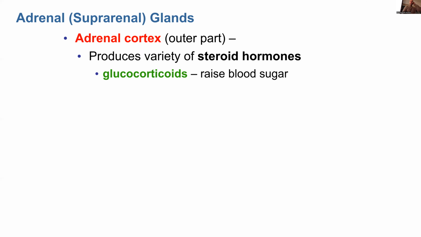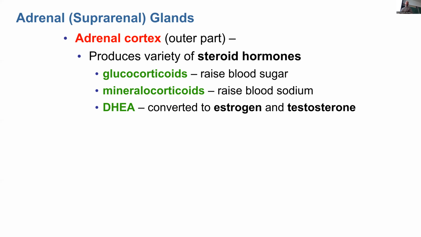And I want to talk about just a couple of them. One family of these is called glucocorticoids. They serve to regulate your energy balance and the amount of blood sugar. Blood sugar is super important because glucose is the primary energy substrate for cells throughout your body. They also produce mineralocorticoids, which regulate the salt level in your blood. And they also produce a hormone called DHEA. It's got a really long name. Don't worry about it. We'll just call it DHEA. This is the precursor to both estrogen and testosterone.